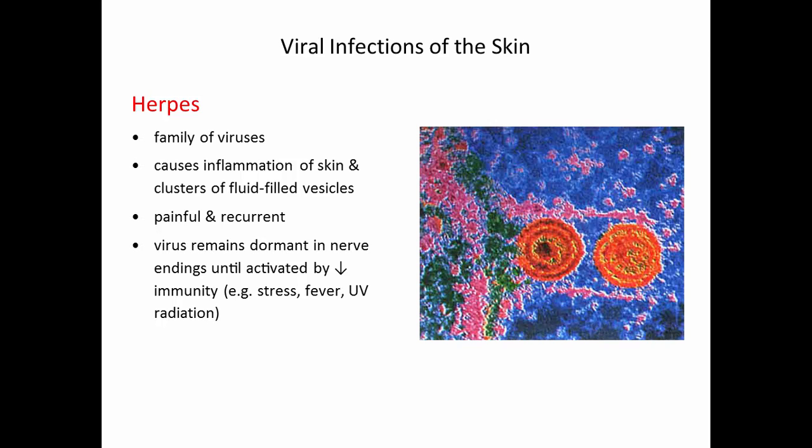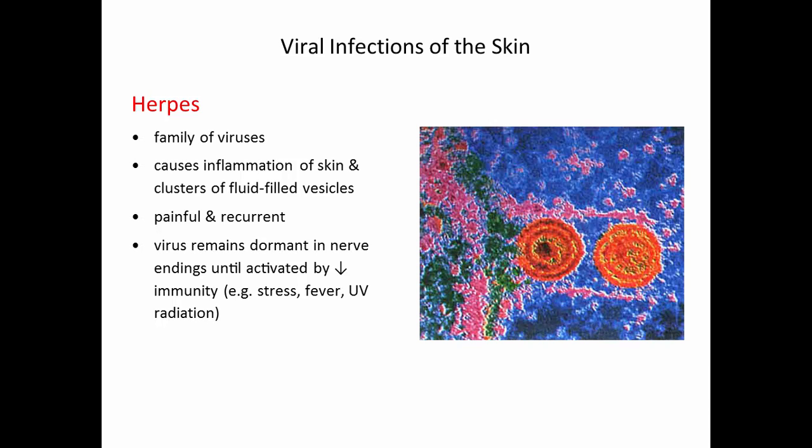Herpes, even once your immune system has dealt with an outbreak of herpes, the virus actually still remains dormant in the nerve endings and can be reactivated. So once a person has had an outbreak of herpes, that virus will remain with them for life, and periodically can reactivate.